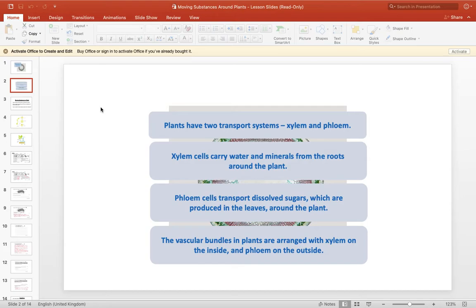There's two types of transport system inside of a plant. There's what's known as the xylem and the phloem. The xylem carries water and minerals from the roots around the plant, whereas the phloem transports dissolved sugars, which are produced in the leaf during photosynthesis around the plant. Vascular bundles in plants are arranged with a xylem on the inside and a phloem on the outside.